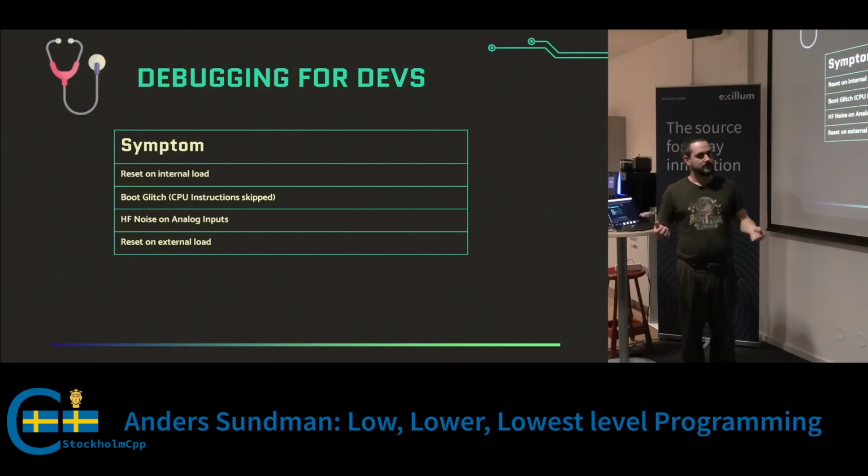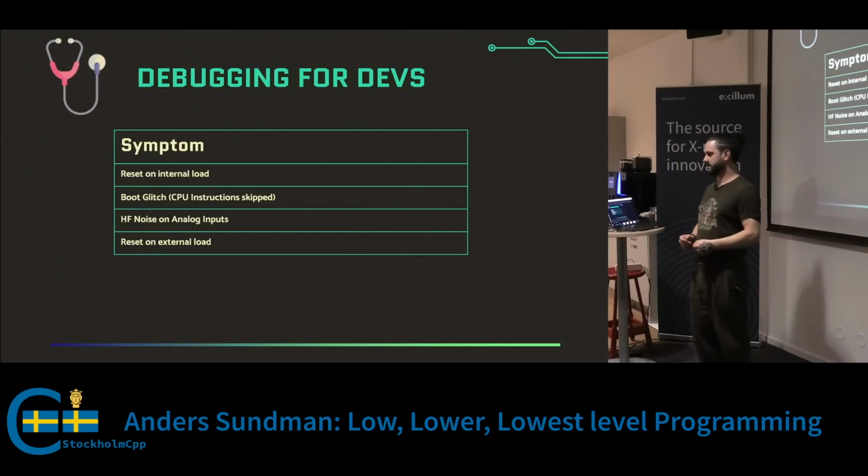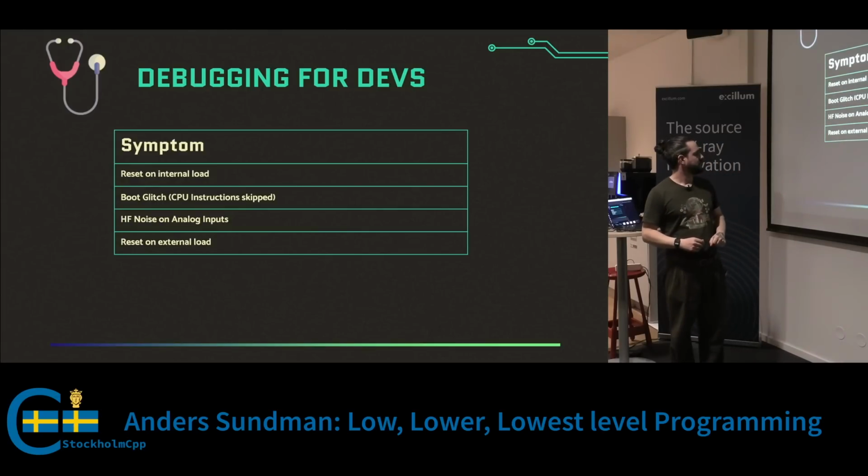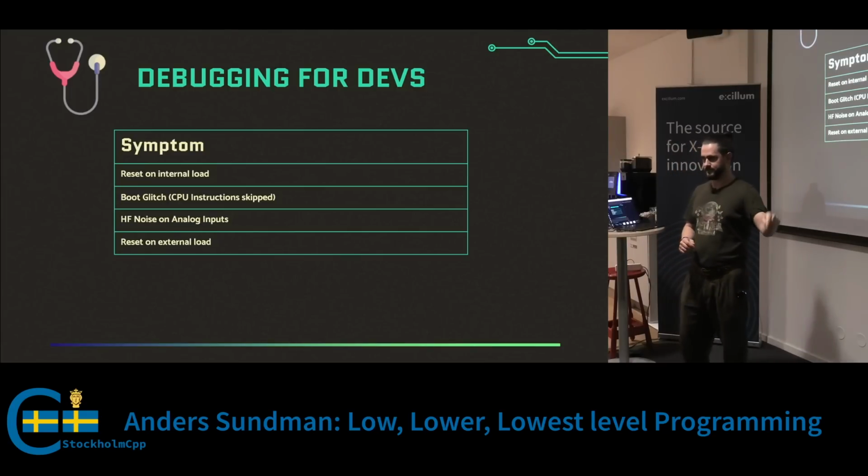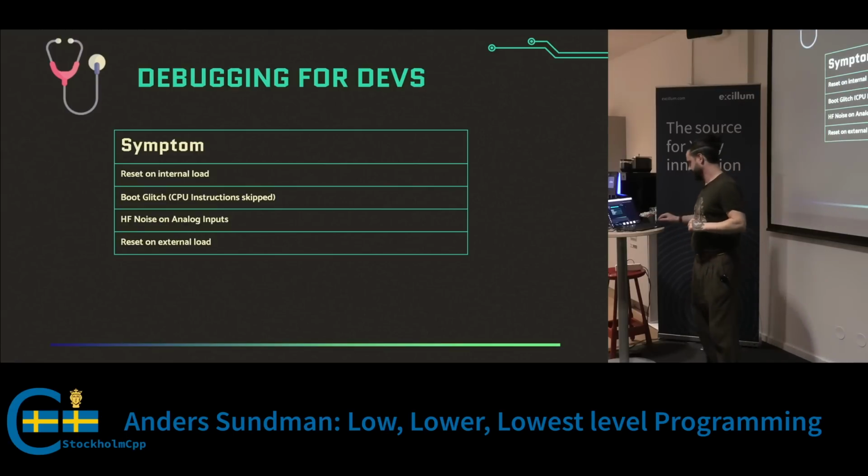If you are reading some kind of analog inputs in your program and you're getting high frequency noise, especially on the same frequency as something else you're toggling with the GPIO pin or with the clock cycle, this could be a problem. You can see it in your data. Or if you start something on the same board, like an LED, and it resets, this can also be the same issue.